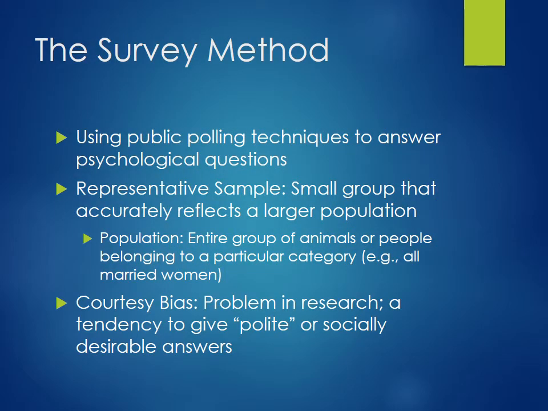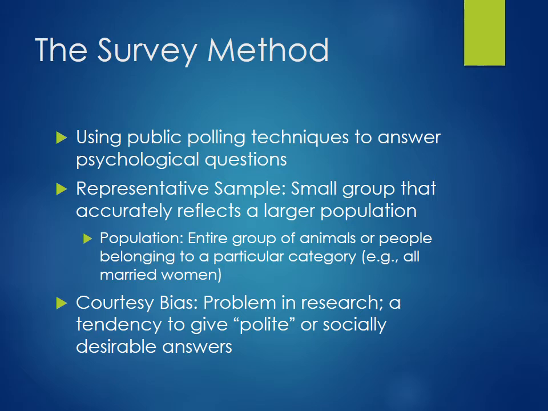All right, the next one, survey method, using public polling techniques to answer psychological questions. So this is where you get a survey in the mail, and it's a small group that's going to try and reflect the larger population. Going on down here, it says population: the entire group of animals or people belonging to a particular category, all married women, or all teenagers in Pittsburgh.